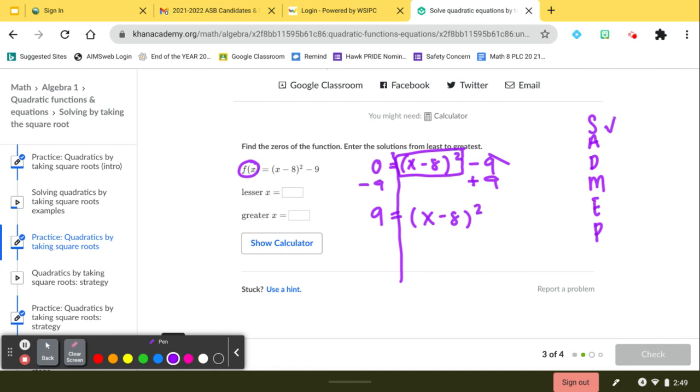So I undid my subtraction. I have no addition I need to undo. I have no division or multiplication I need to undo. So I need to undo my exponents next. Well, when something's being squared, in order to undo it, we're going to square root it. And if I square root one side, I need to square root the other. Square rooting something being squared undoes it, so I get left with x minus 8.